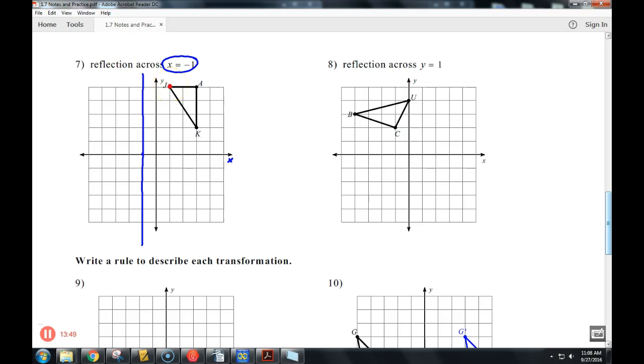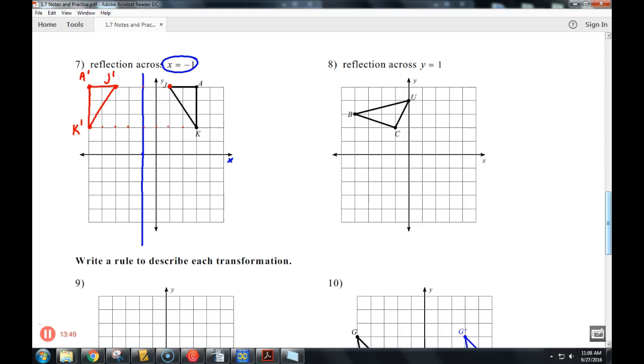So here's J, it's 2 spaces away, so I come 2 spaces over, that's J prime. A is 2 more beyond that, A prime. K is 1, 2, 3, 4 spaces, so 1, 2, 3, 4 spaces right here, and that's K prime. So here is my new image, a reflection over the blue line there, x equals -1.